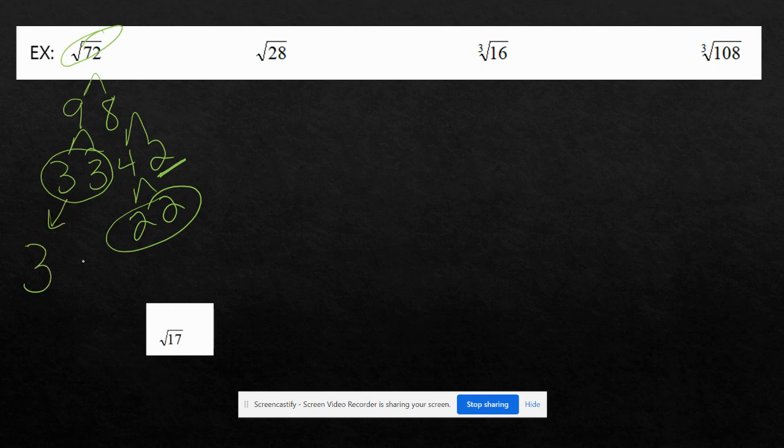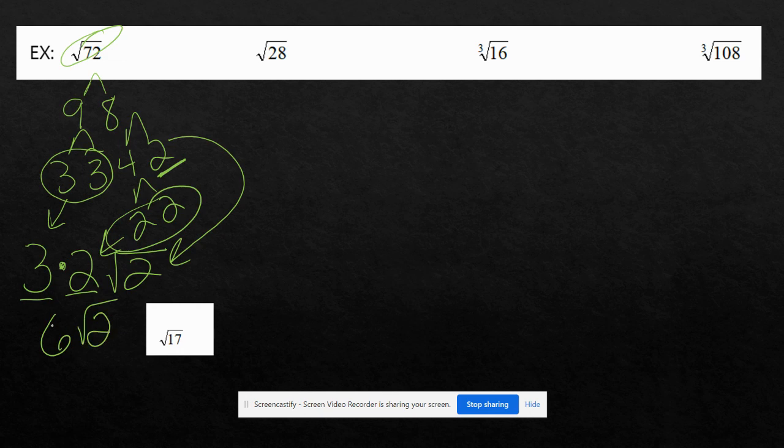This 2 here does not have a partner, so it has to stay inside the radical. So the 3 comes out, the 2 comes out, this is multiplication, and then this 2 gets stuck under the radical. 3 times 2 is 6, so 6 square root of 2 is a simplified form of the square root of 72.